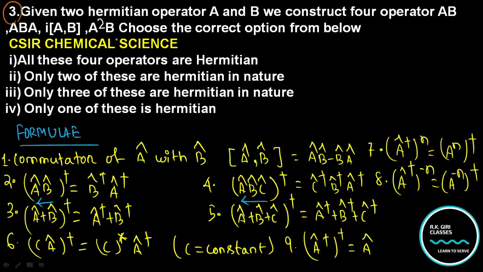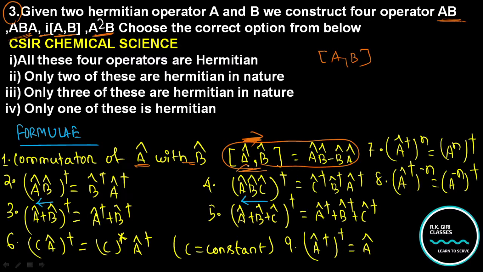Now the question is like this. Question number 3. A little bit lengthy, but just focus on the basics, and you will get the answers very quickly. Just be patient, be focused, and use your common sense. This is AB, this is ABA, this is i AB, and this is A square B. You know that this is written like this. This is AB, that means the commutator of A with B. It is written like this, right? AB minus BA. First AB, then BA, right?